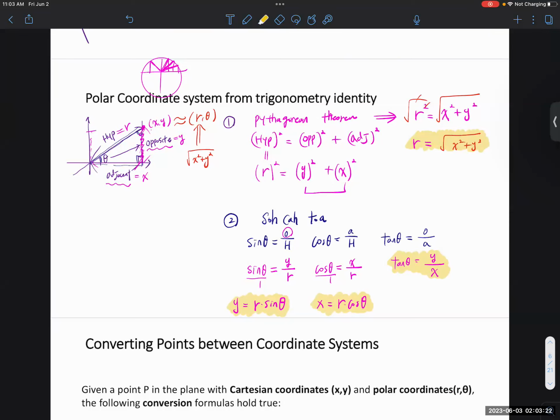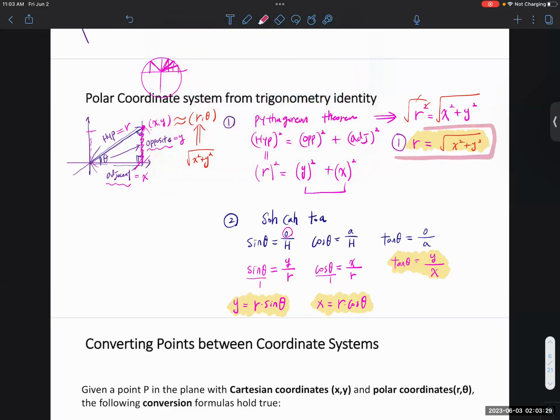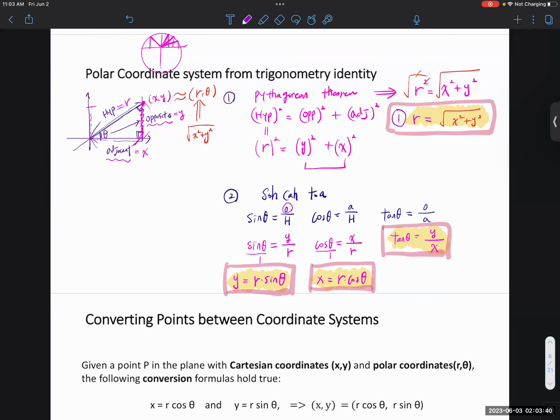So I'm gonna highlight it. So number 1. Actually, I'm gonna make a thicker color. So this is first identity, second identity, third identity, fourth identity. These are really important components to convert, because we have a specific goal. I want to convert the x, y coordinate system to the polar coordinate system r, theta. So we need those 4 identities to convert them.